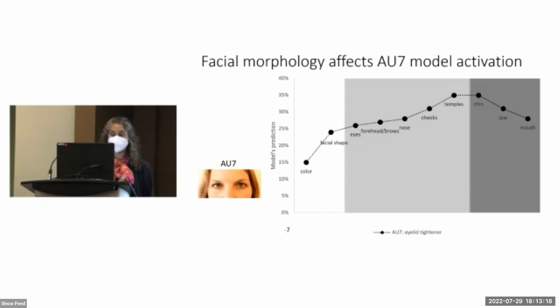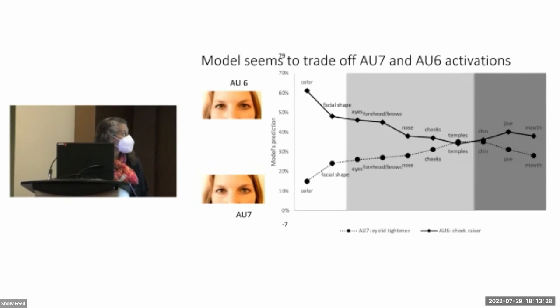Interestingly, we noticed that while AU7 was more strongly activated in European faces, AU6 was more strongly activated in dark and African faces. And so as she did these manipulations, she also went back and looked at how AU6 varied. And you'll see that the model is basically trading off AU6 and AU7.